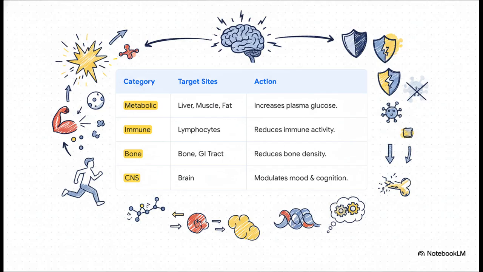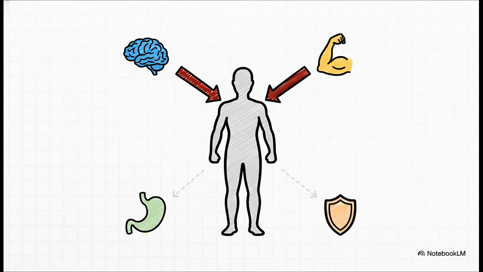At the same time, it dials down anything that isn't essential for immediate survival, like inflammation and parts of the immune response. In short, it gets the body ready for a fight or flight situation. So the takeaway here is that cortisol's role is fundamentally adaptive. When you're facing an acute stressor, it brilliantly reshuffles the body's resources to focus on one thing: immediate survival.